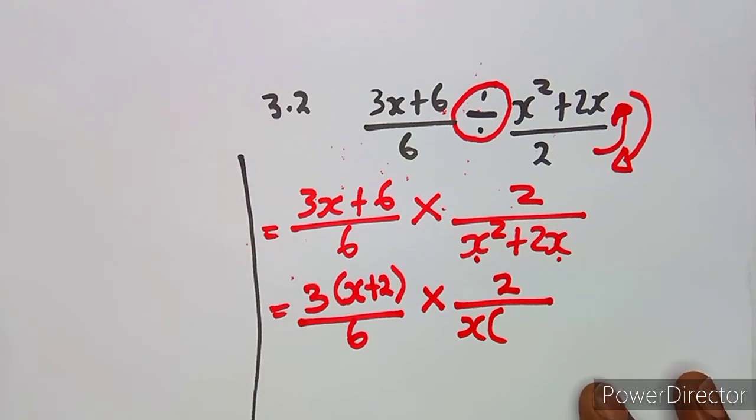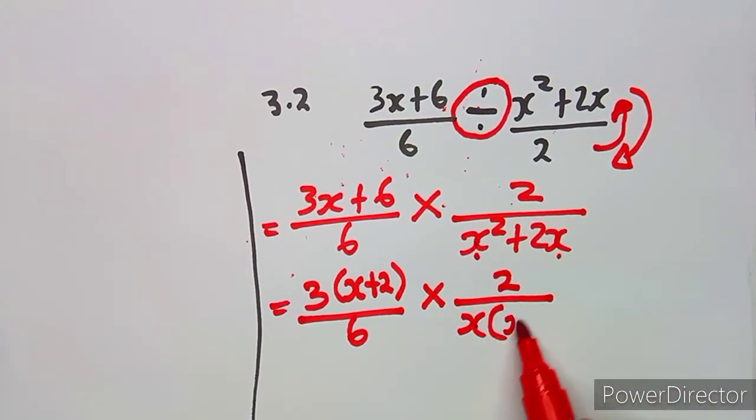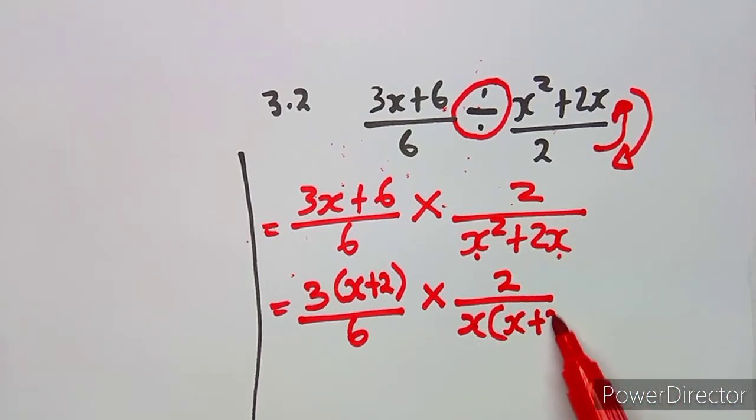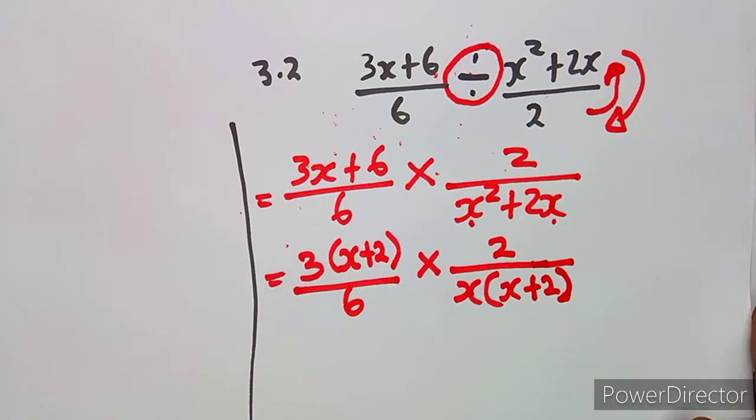So if we factor out x here, we are going to have x squared divided by x, which is x, and 2x divided by x, which is going to be plus 2, like this. So this is what you're going to have at the end. Now let's try and play some magic here in terms of cancelling whatever we can cancel.